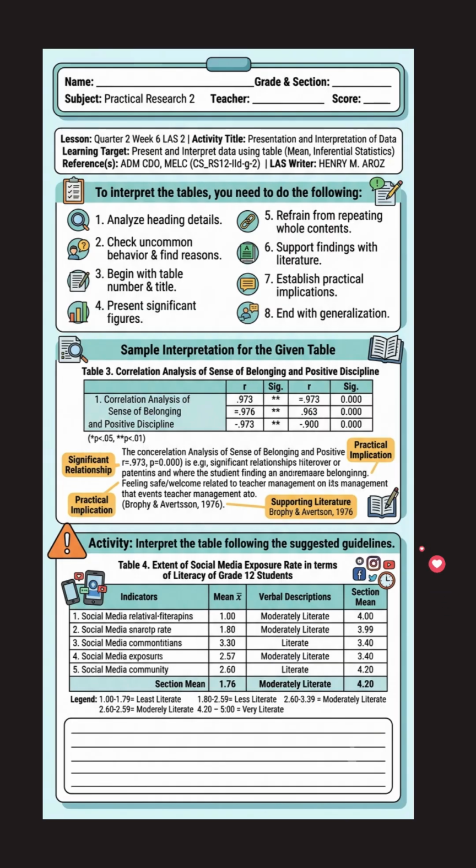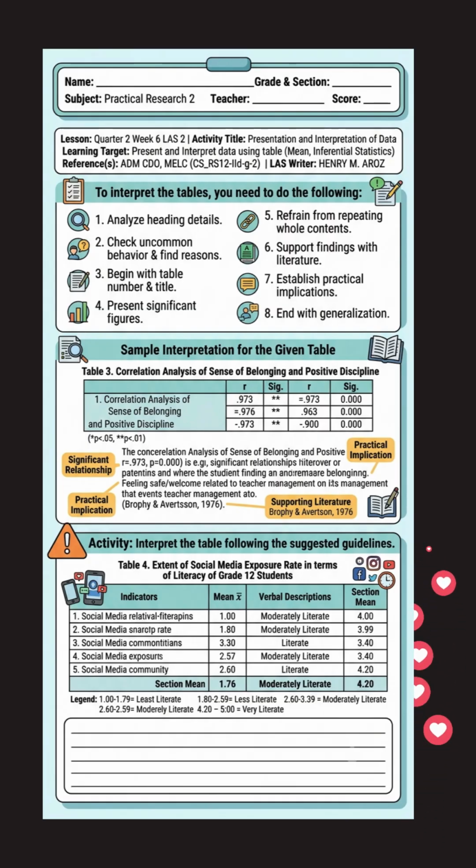Sample interpretation for the given table. Table 3. Correlation analysis of sense of belonging and positive discipline. Variables: sense of belongingness. Interpretation. Classroom interaction: Pearson correlation 0.973, significant, Sig. two-tailed 0.000. Use of reinforcement: Pearson correlation 0.073, not significant, Sig. two-tailed 0.663. p less than 0.05, p less than 0.01.